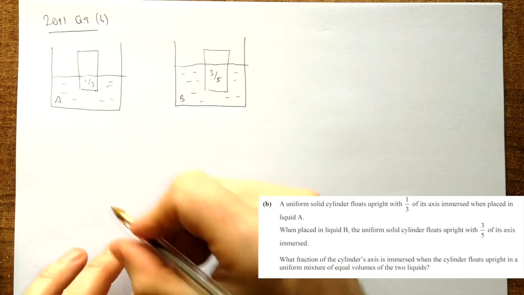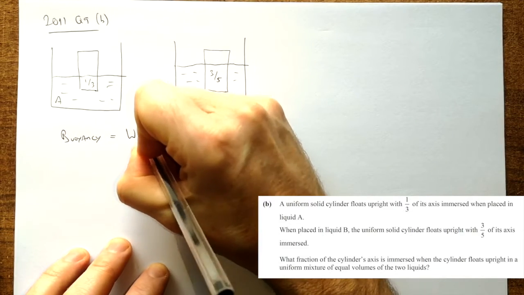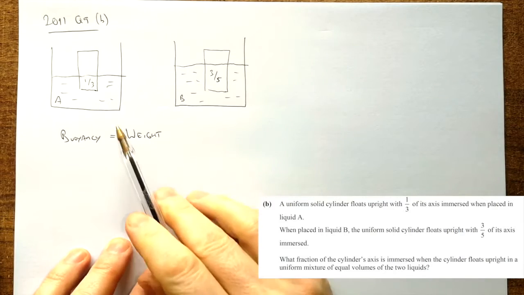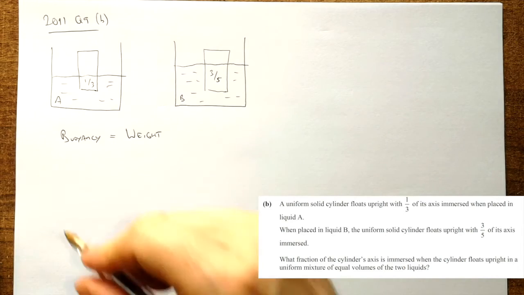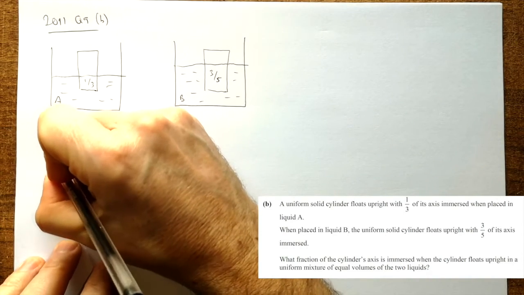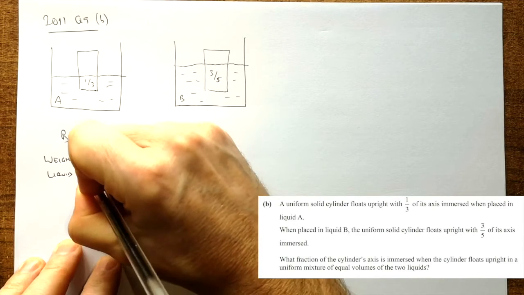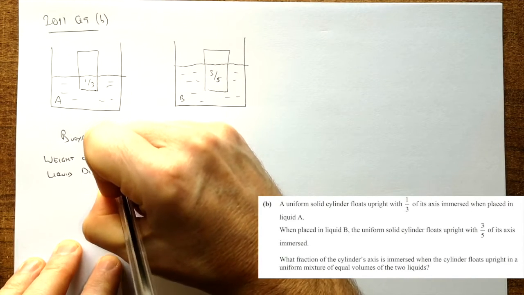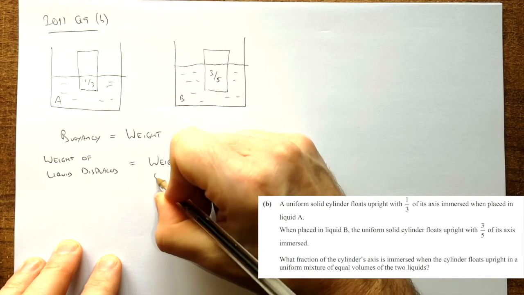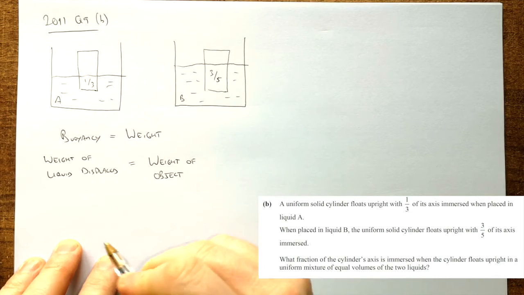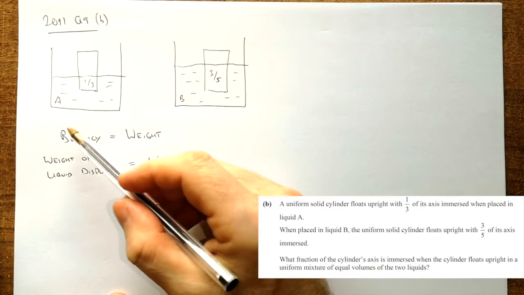Well, the key to this one is that buoyancy equals the weight. So the buoyancy force upwards on it equals the weight downwards. There's multiple ways you can go at this one. I like to think of this one as the weight of the water displaced, or liquid displaced even, and that equals the weight of the object. That makes sense to me, a nice little way to go about it. So let's have a look at this one and see what we have here.